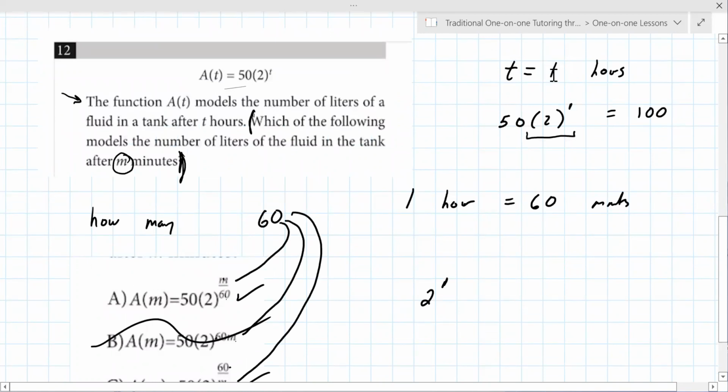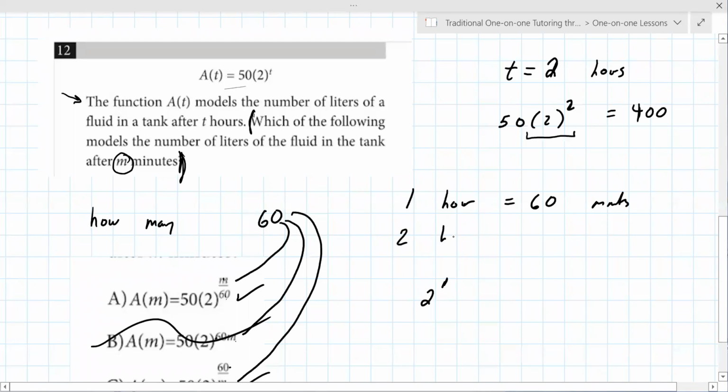0 and 1 don't distinguish, so let's try 2. So in the future, we're not going to try 1. We're going to try 2, 3, 4. We'll try something away from 0 or 1. It looks like a good idea. Sometimes issues like this happen. So 2 hours makes this 2 to the power of 2. 2 to the power of 2 is 4. 50 times 4 is 400.